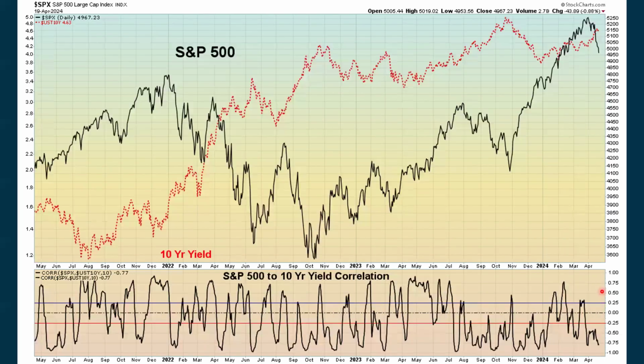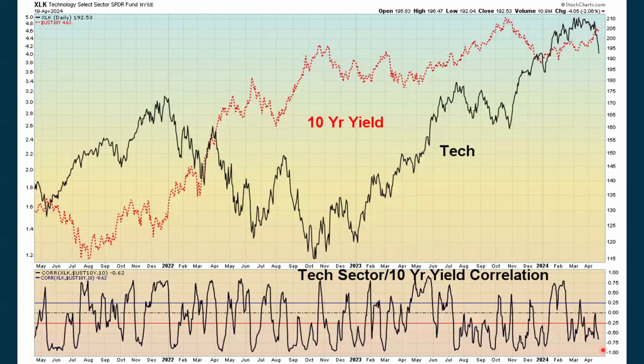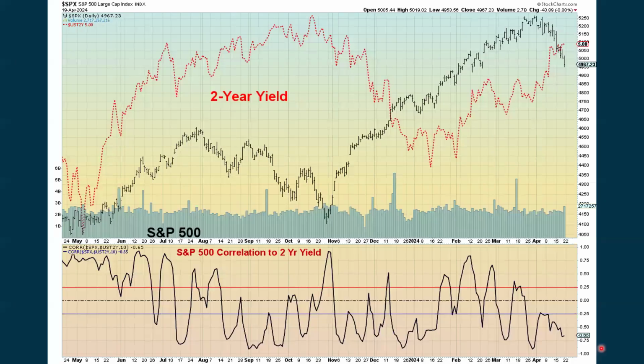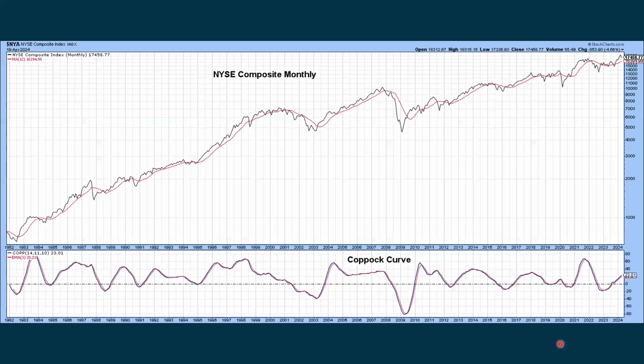We look at the S&P 500 and compare it with the 10-year yield, where they're having a pretty strong tendency to go in opposite directions. If interest rates are going up, that can pressure stocks. We're seeing that same thing when we look at the tech sector to the 10-year yield. They're going in opposite directions. And then we look at the S&P 500 to the 2-year yield, also a pretty strong tendency to go in opposite directions. Then we look at some long-term charts here.